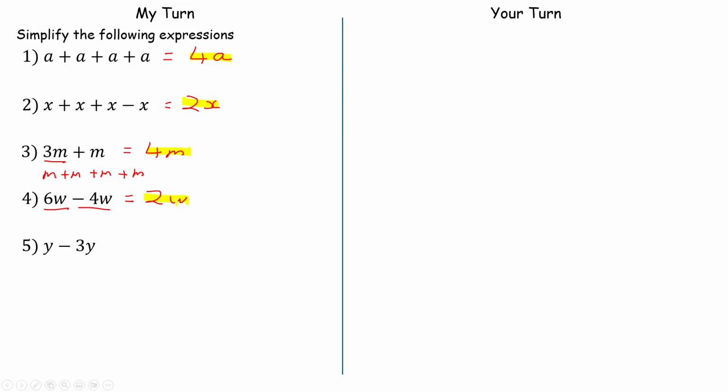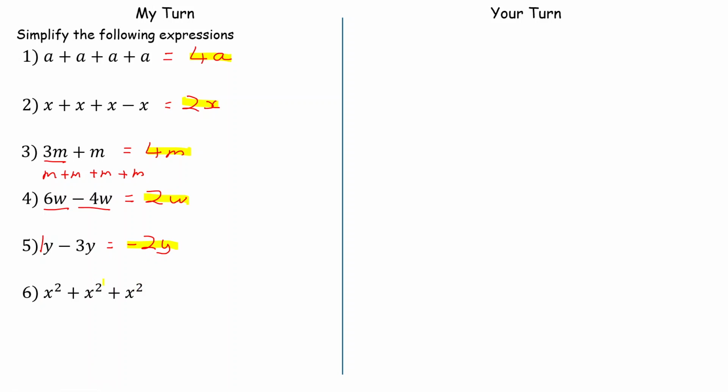Good. Question 5, we've got y take away 3y. And again, this means you've got 1y take away 3y. Well, 1 take away 3 is equal to negative 2. So it's going to be negative 2. And you've got the same variable, you've got a y and a y. Negative 2y is your answer for that one. So let's highlight that, negative 2y.